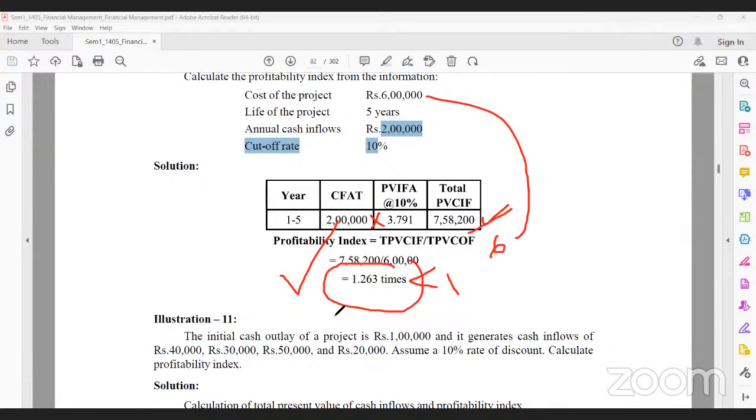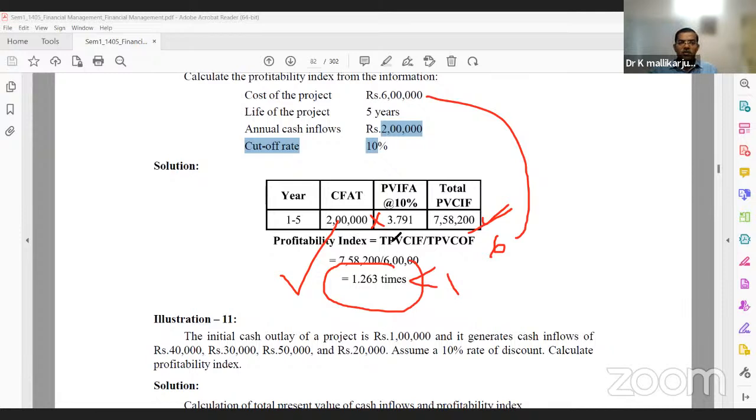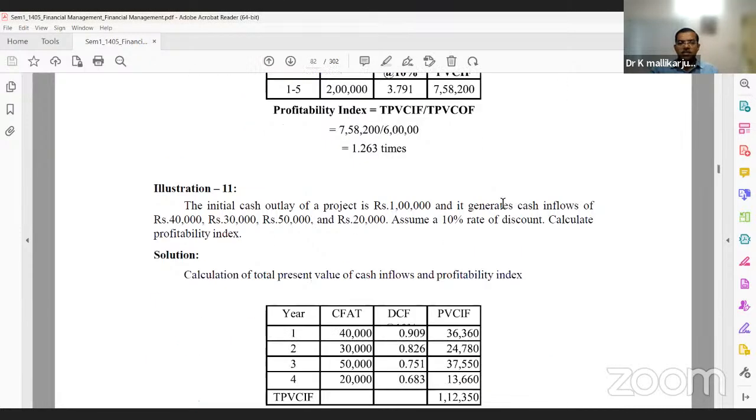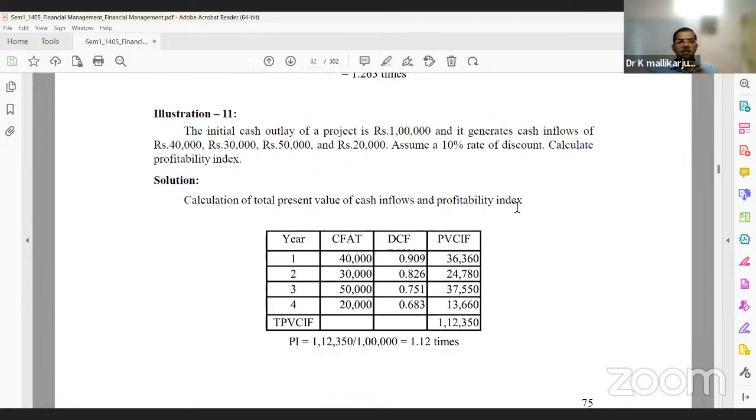Yes. Profitability index method: if it is more than 1, we can accept the projects. So why it will take here is, the cash flows are similar. Cash flows are the same, 2 lakhs every year. So this is another method.